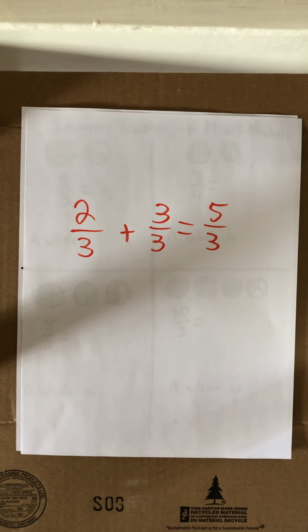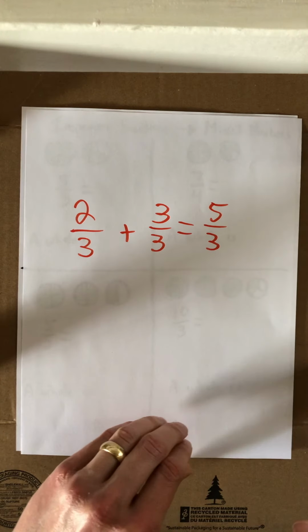Hey there, grade 7s. So in this video we're going to talk a little bit about improper fractions and mixed numbers. So you might find yourself from time to time with the kind of addition problem that you see here, where 2/3 plus 3/3 equals 5/3. And what you got is an improper fraction.